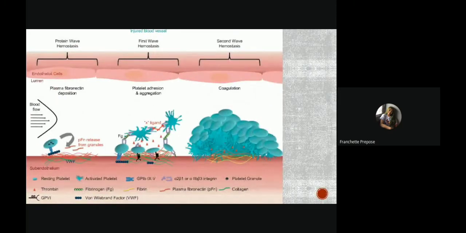Now, next is the clot retraction and repair. Platelets have contractile proteins in them called myosin and actin. They pull the edges of endothelial cells closer together. For example, if there's a damaged cell here, they will pull it together in here, bringing them closer.